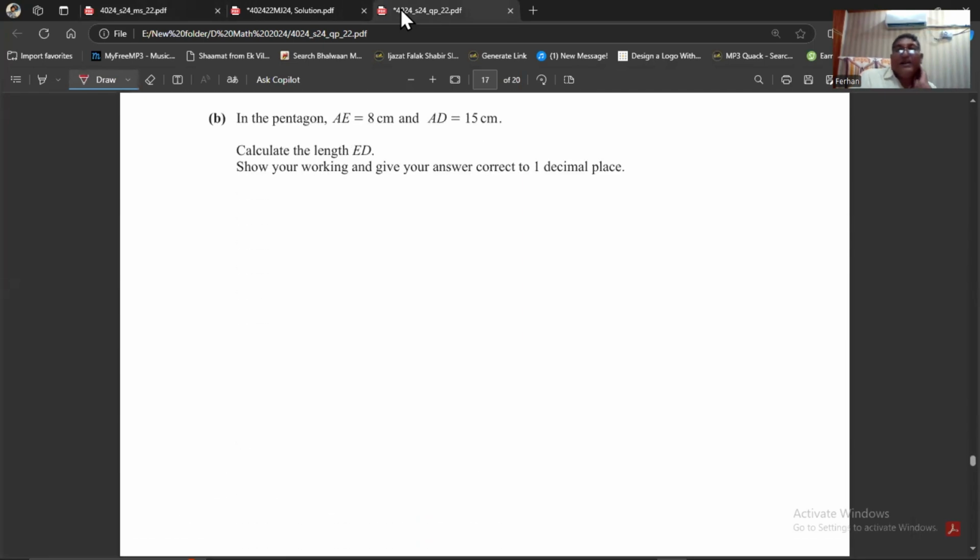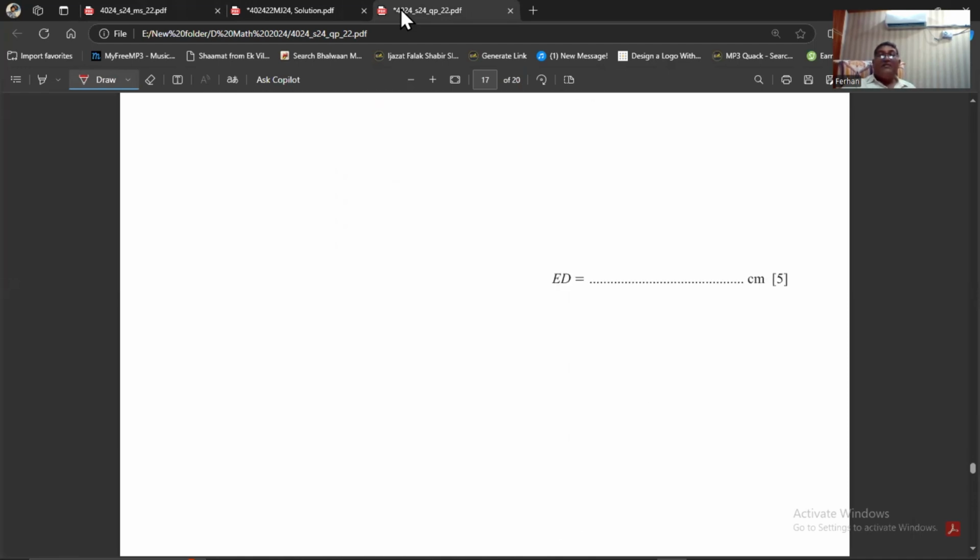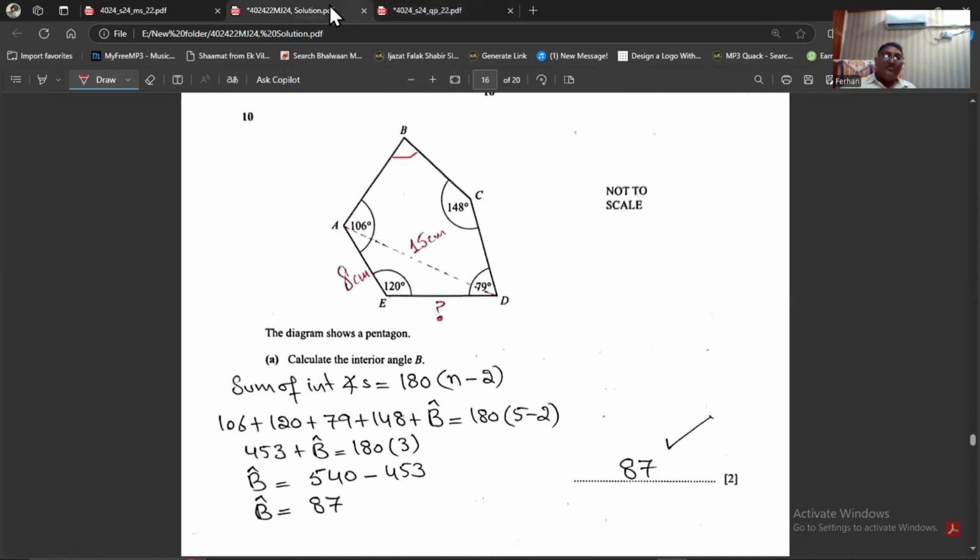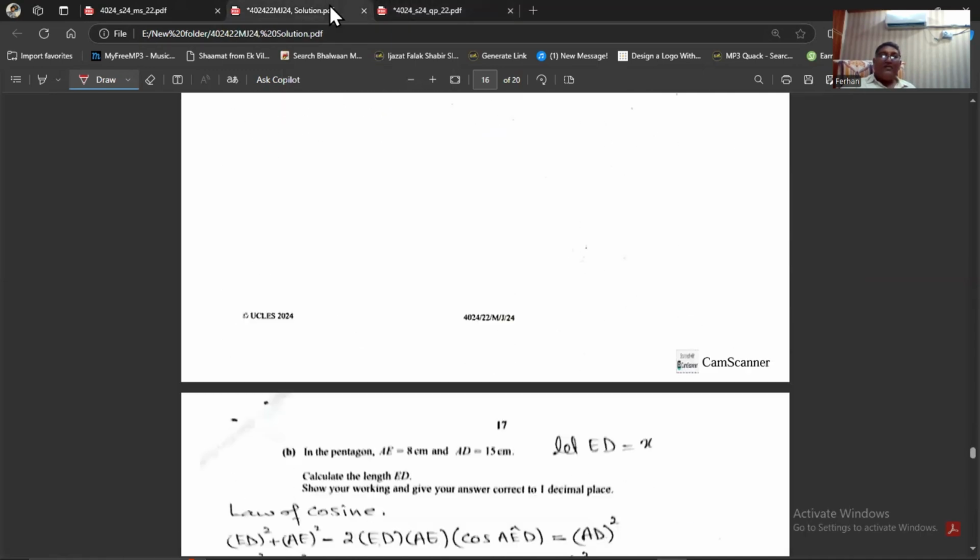Okay, he says in the pentagon, the AE is 8 centimeter, the AD is 15 centimeter. Calculate the length ED, show your working, and give your answer correct to 1 decimal place. And it's a 5 marks question. So let me show you the solution of this question. And here we go.